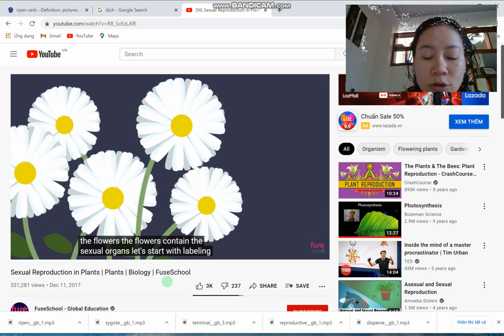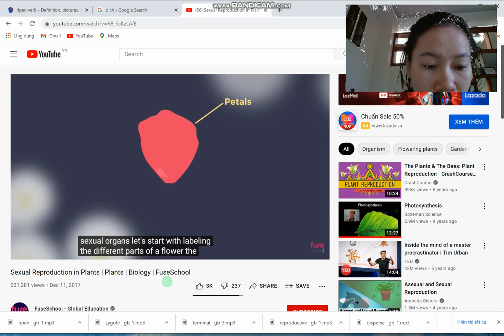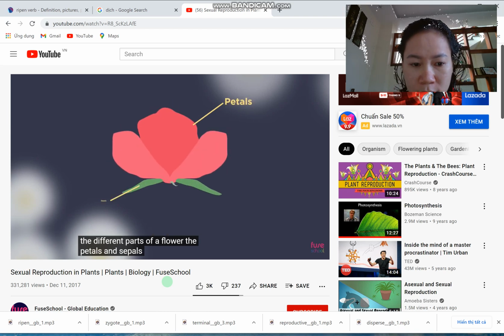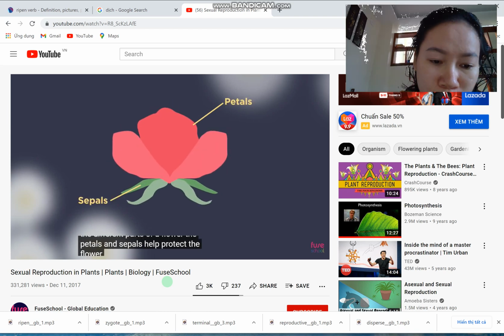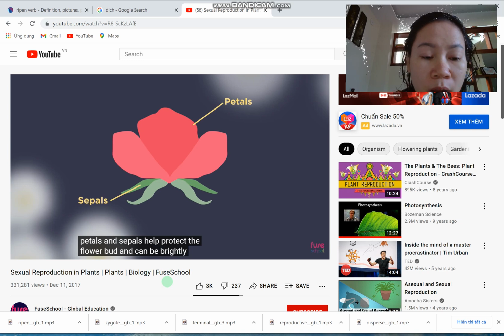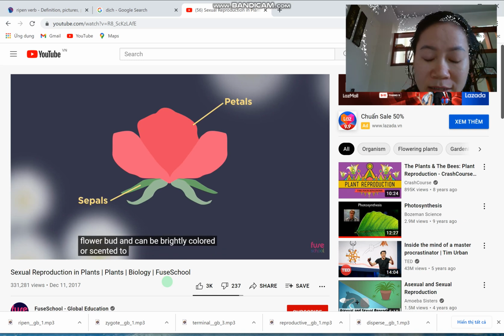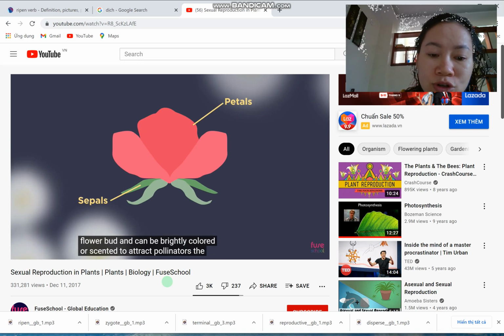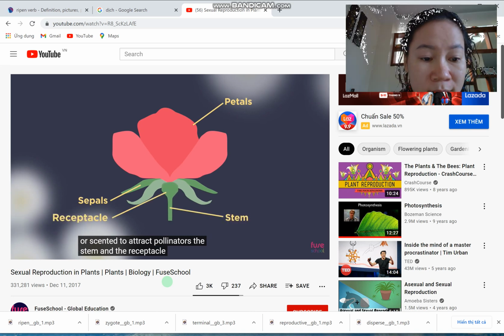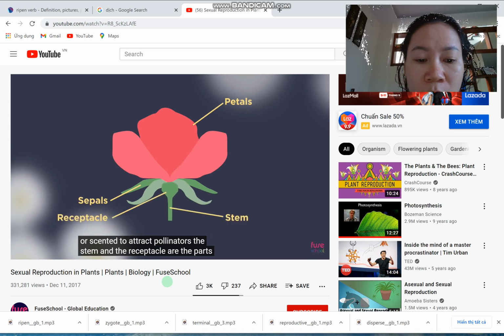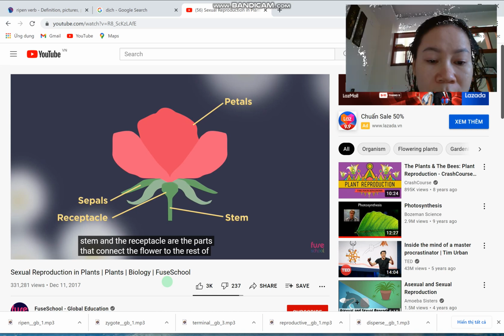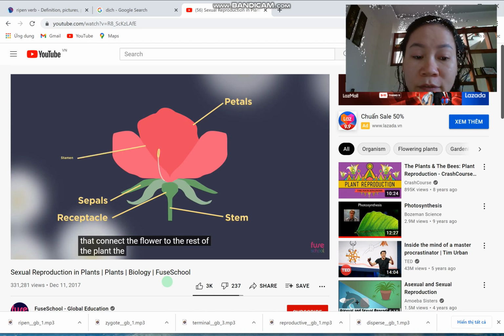Let's start with labeling the different parts of a flower. The petals and sepals protect the flower bud and can be brightly colored or scented to attract pollinators. The stem and the receptacle are the parts that connect the flower to the rest of the plant.